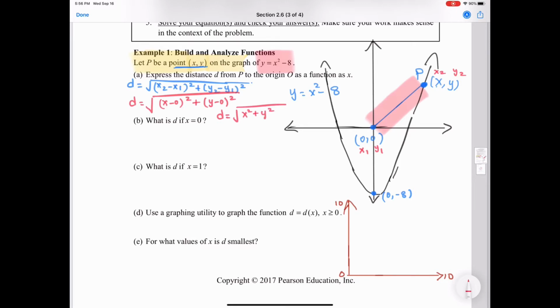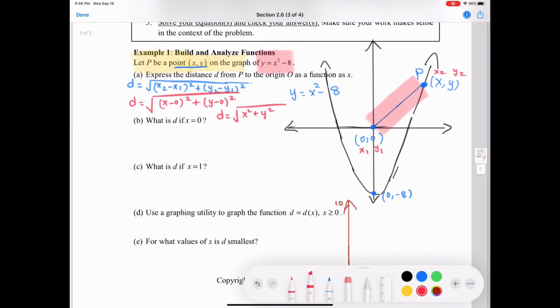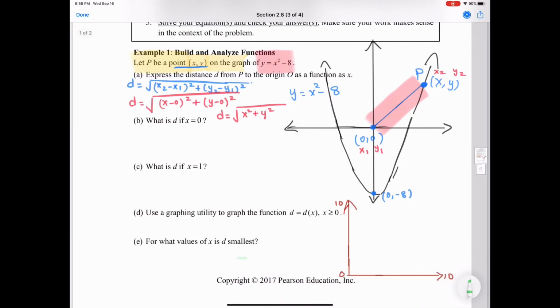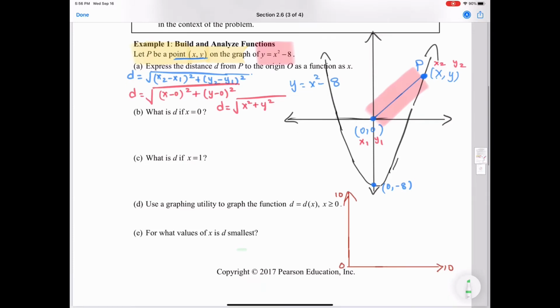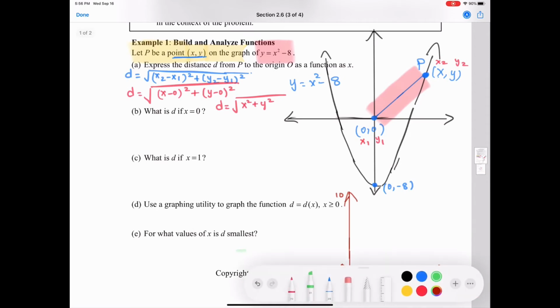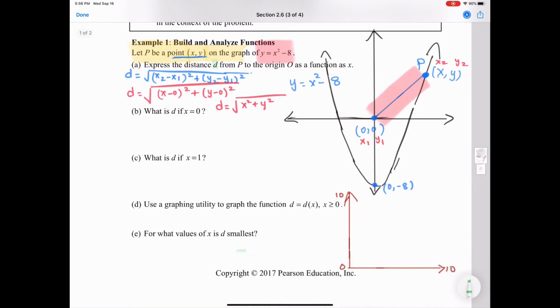Okay, now coming back to section A, if I reread this problem one more time, it's asking me to write the distance D from P to the origin 0 as a function of x. So in other words, the independent variable must be x. But when I look at this equation here, I have an x and I have this y in there, which is a variable too.